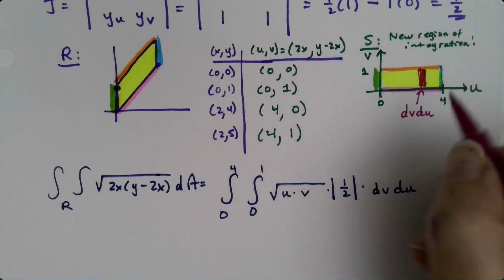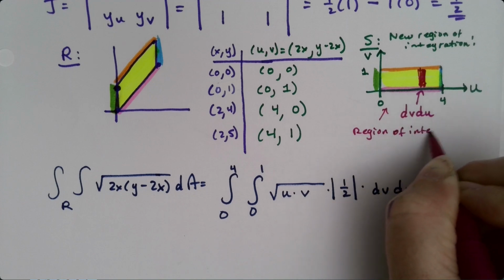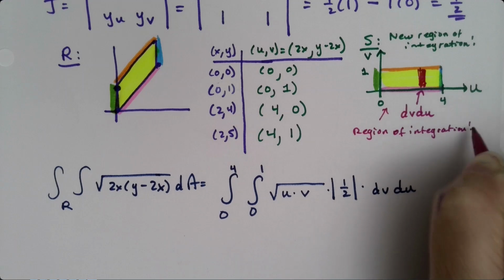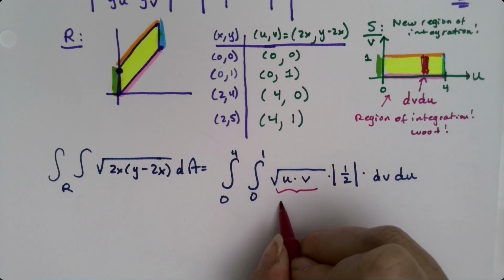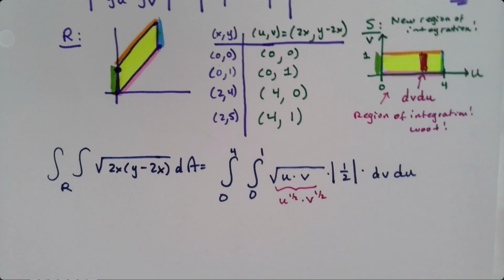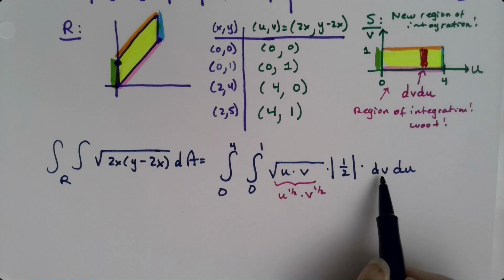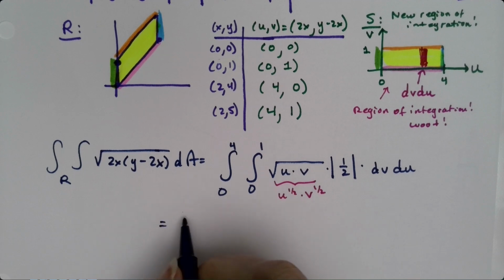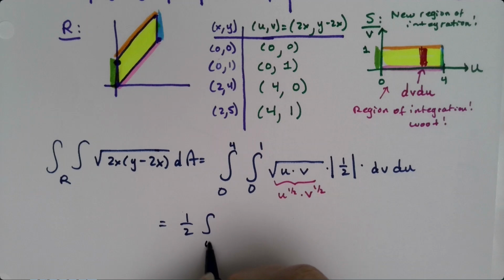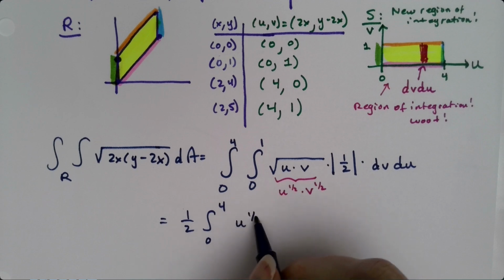And I'm going to make a couple notes of things. I'm just going to make a note that the region of integration is easier. Yay. But I'm also going to notice this guy right here is really u to the 1/2 times v to the 1/2, right? So I can integrate that pretty easily with respect to v, because I'm going to go v first. And the half, this is the absolute value of a half, which is a half. So I'm just going to pull that out in front. So it's 1/2 integral from 0 to 4. And then I'm going to integrate v to the 1/2. And I'm going to leave the u to the 1/2 sitting there.